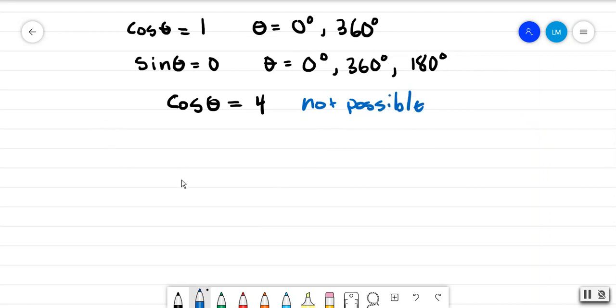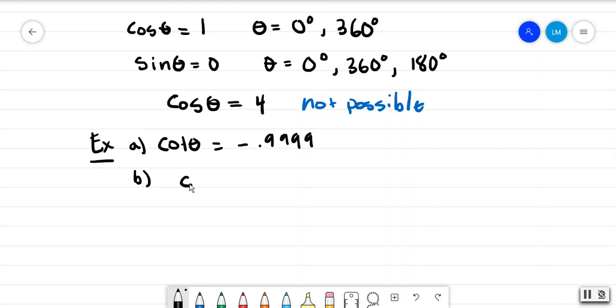So in that case, for instance, we can look at, say, cotangent of theta equals -0.9999, and then cosine of theta is equal to negative 2.5, and then let's say that we have cosecant of theta is equal to 0.